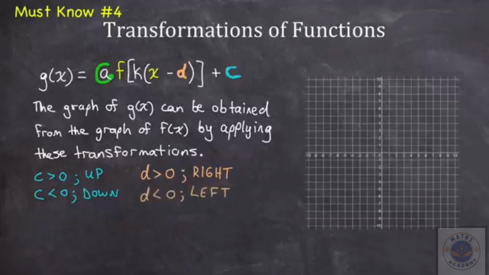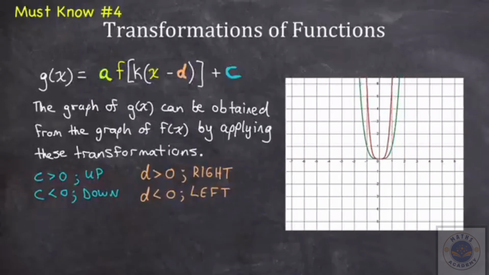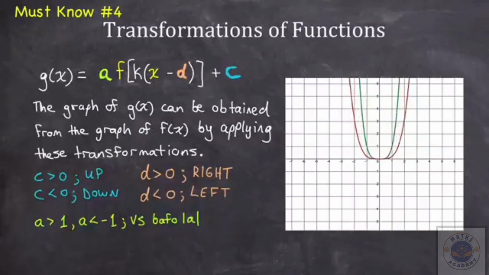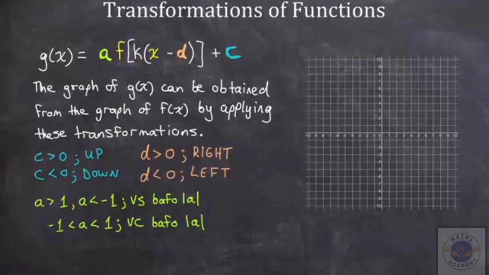Next, we'll look at the a value, which is what we multiply the output of the function by. If a is bigger than 1 or less than -1, it causes a vertical stretch by a factor of the absolute value of a. But if a is between -1 and 1, it causes a vertical compression by a factor of the absolute value of a. And if a is negative, that causes a vertical reflection. And let me make a bit of room.